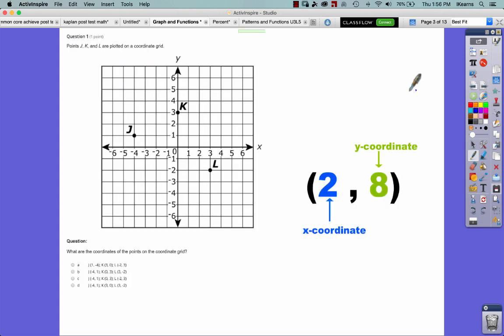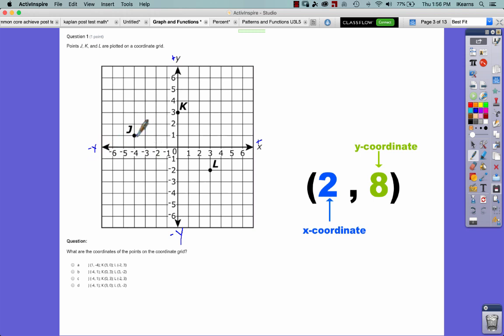Question 1. It says points J, K, and L are plotted on the coordinate grid. You can see them here, J, K, and L. What are the coordinates of the points on the coordinate grid? If you remember, coordinate pairs are ordered pairs. The X comes first and then the Y. This is the Y line, so this is negative Y, and this is going to be positive Y. Here you've got positive X, and this will be negative X towards this side.